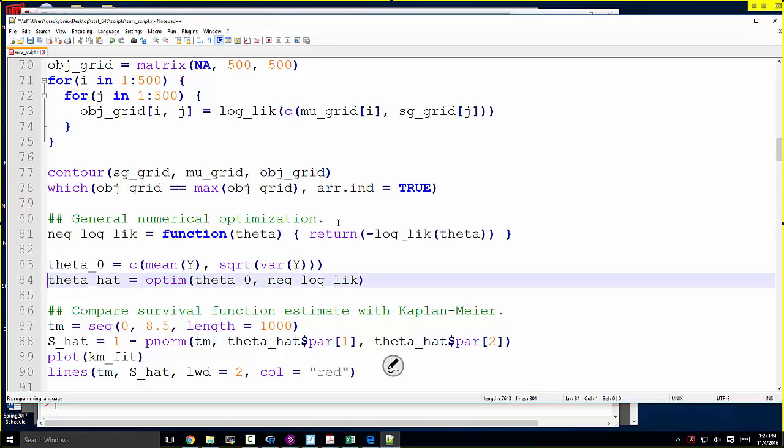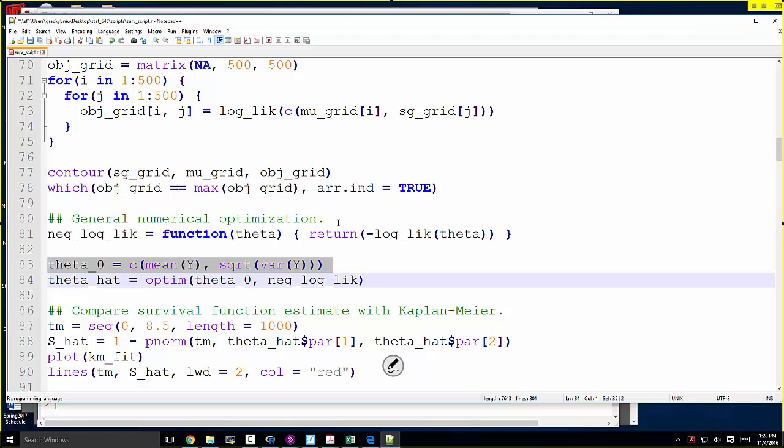To use optim, there's two arguments again. The first one is starting values. Tell the algorithm your best guess at the values of theta to get it started, and then it will use clever math and computer science to iterate until it maximizes. The second argument is the function that we want to optimize.